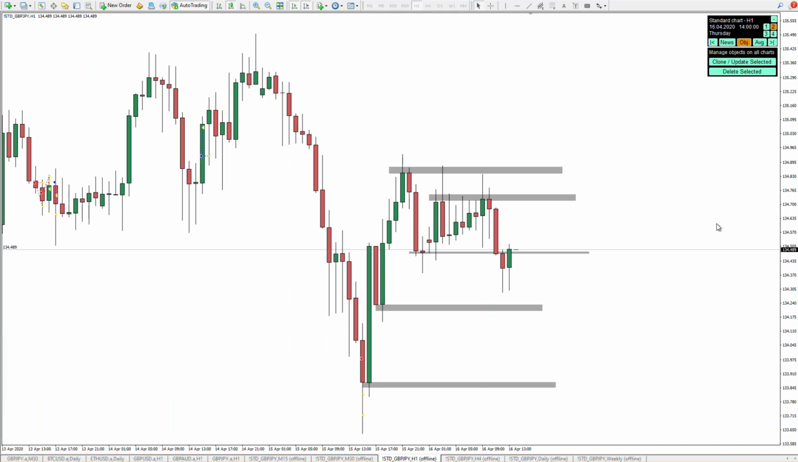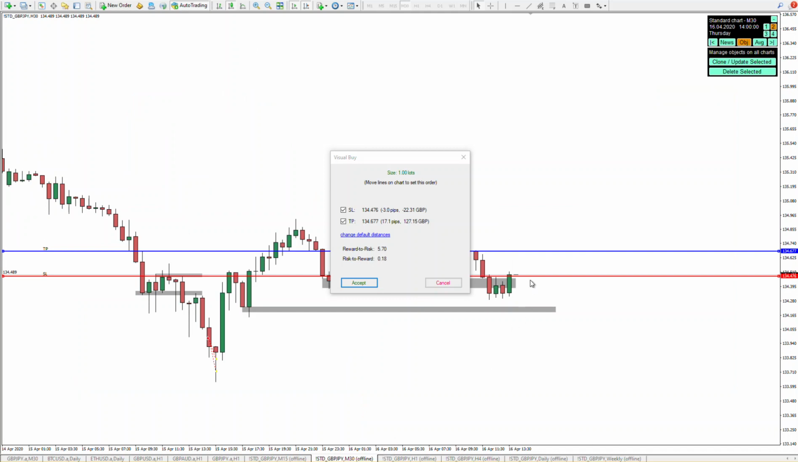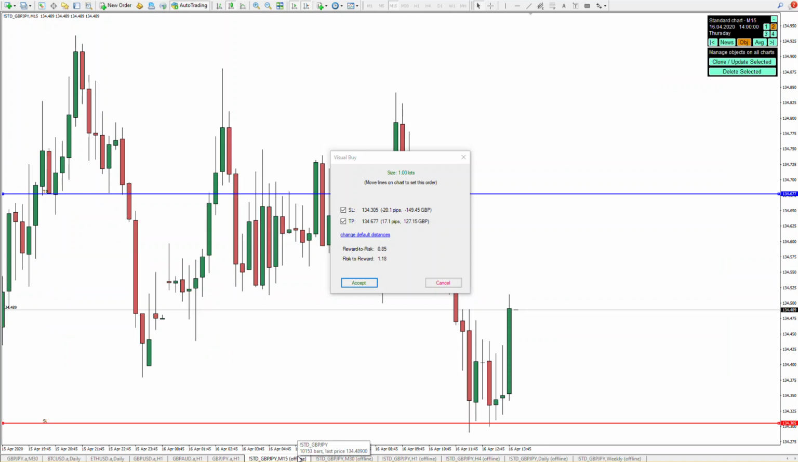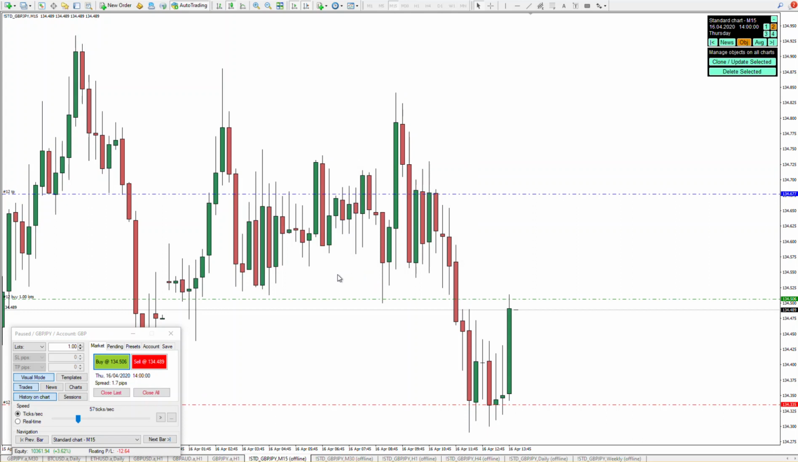Buy, with TP like here, and a stop below M30 or below M15. Stop below M15. Accept. High risk. I can't do this. M15 does not look good.